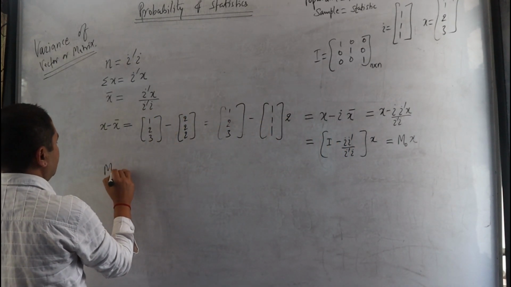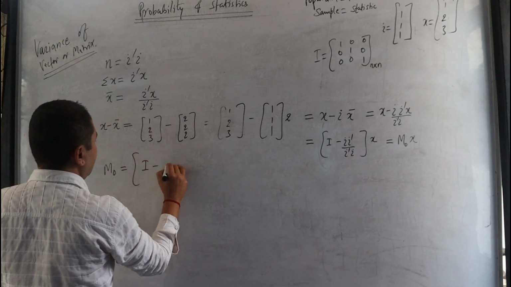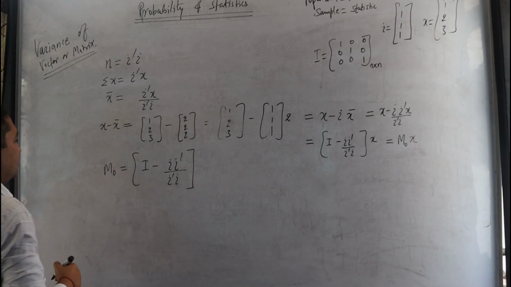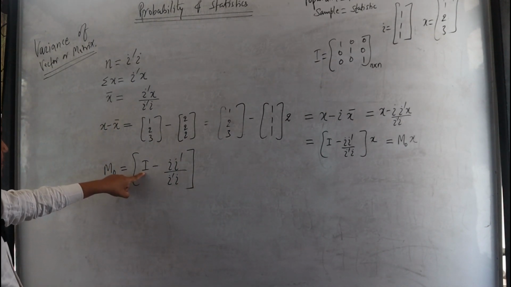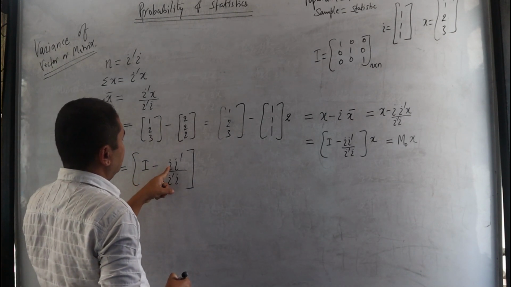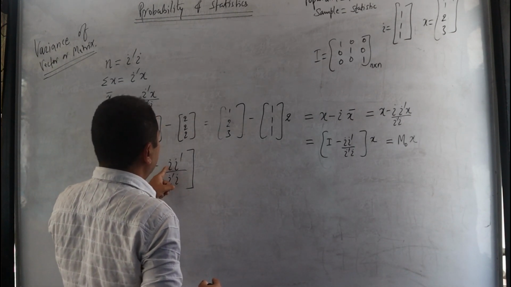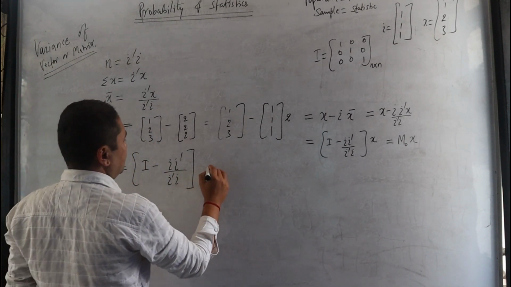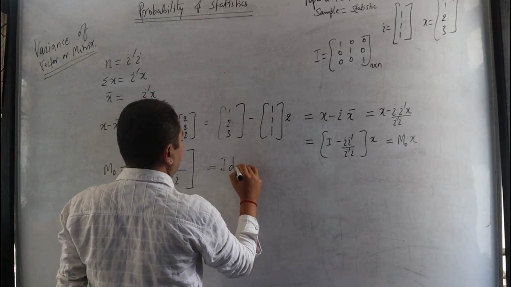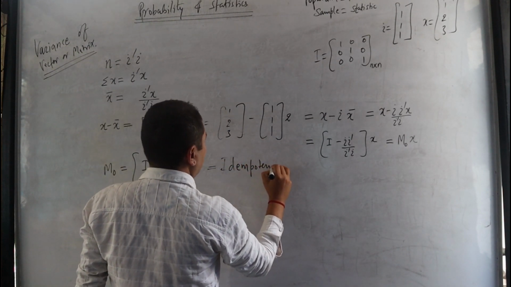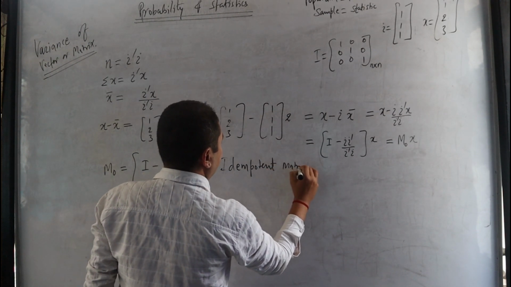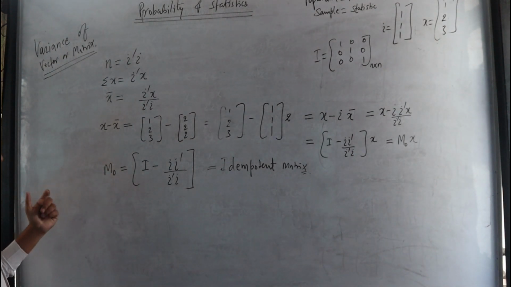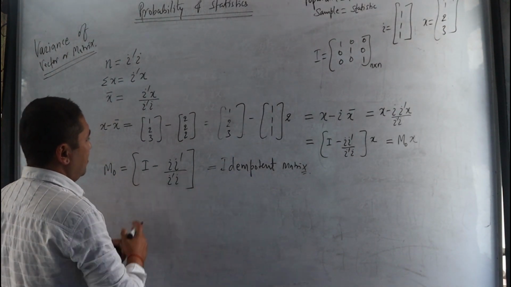So our M0, or the deviation from mean matrix, is equal to I minus I transpose I, divided by I transpose I. This is very simple to construct, where I is n by n, and this I contains n ones, the vector that contains n number of ones, and we can operate on it. Now let us say this M0 is an idempotent matrix. This is also called the deviation from mean matrix. This matrix is responsible for giving us the deviation from the mean.